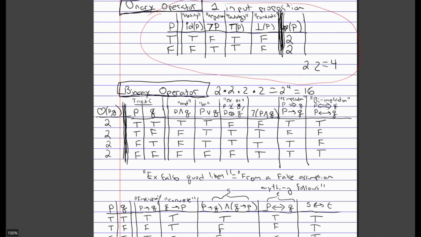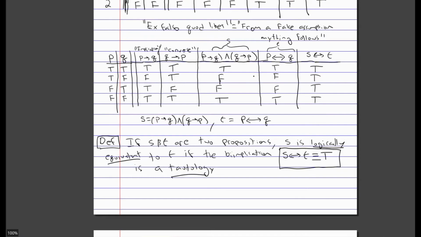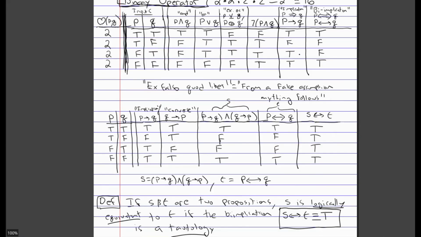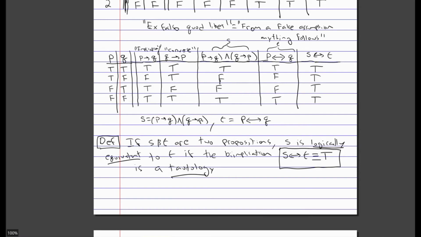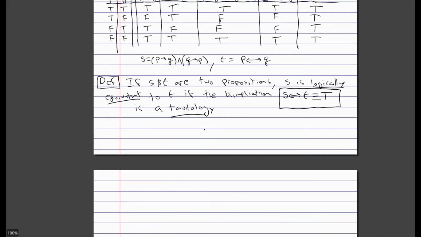But what I've just done is I've shown you the fundamental reason why the implication operator has to be defined the way it is. It's essential that it's defined this way so that the biimplication operator is logically equivalent to P implies Q and Q implies P.